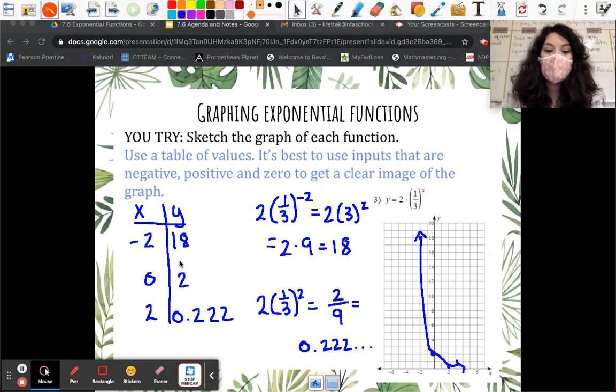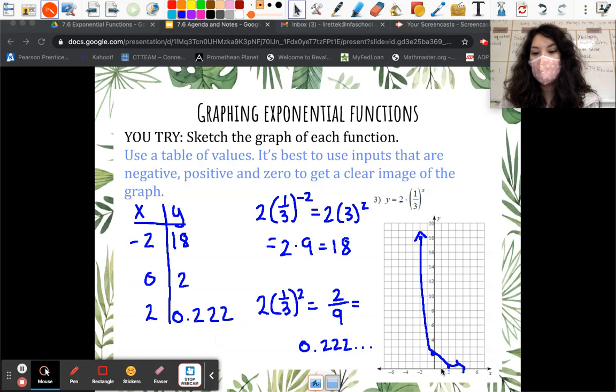I was able to do the 0 without having to show any work because, again, at an input of 0, you're just going to be left with that initial amount, so your a value. And then here's all of my supporting work for how I got 18 and then 0.222. So notice for this input, I ended up getting a non-terminating decimal. Again, rounding your decimals here will probably be the easiest way to graph these because you're going to have to estimate where some of the points sit.